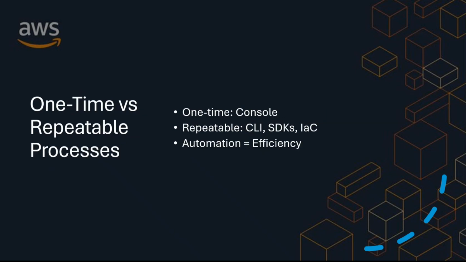When deciding how to deploy, ask this: is this a one-time task or a repeatable process? For example, for one-off actions the console works fine, but for repeatable tasks like creating multiple EC2 instances or deploying an entire environment, automation is key. That's where the CLI, SDK, or IaC shines. Automation saves time, reduces errors, and ensures consistency across deployments.